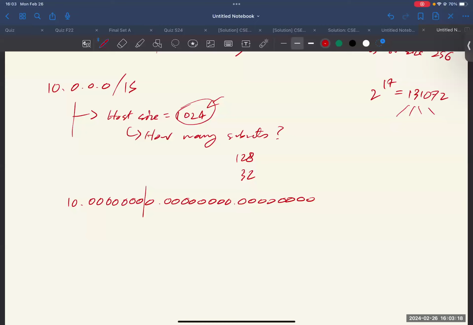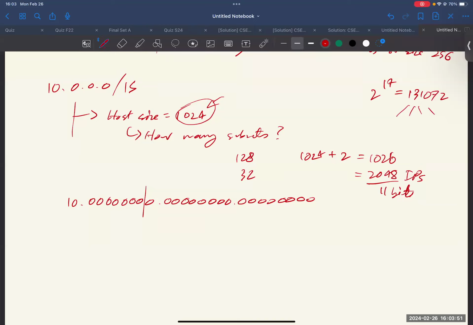Now my host requirement is 1024, right? I need additional 2 IP addresses to represent the network and the broadcast. So it becomes 1026. And to represent 1026, I need 2048 IPs. Right? So far clear? Yes, sir. How many bits do I need to represent 2048 IPs? 11. 11 bits, right? So my host space size has to be of 11 bits.